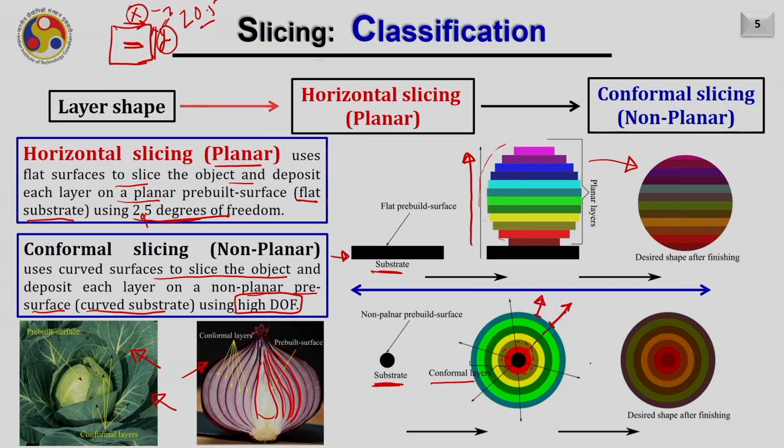You can see one of the benefits of this conformal slicing immediately in this example, that the shape which we are producing is accurately the same as what we desire. There may not be any finishing operation required for this particular case. So this was the classification based on the shape of the layer.